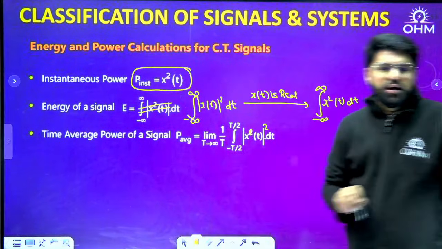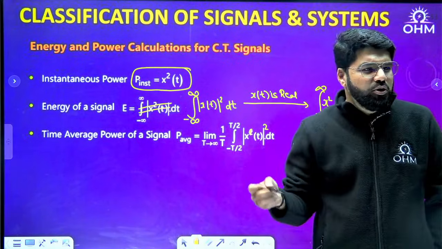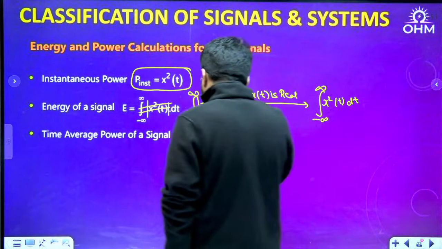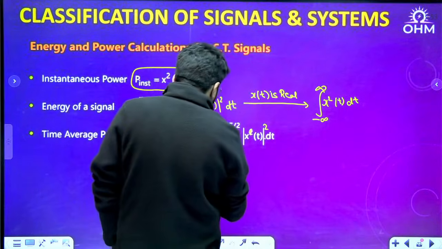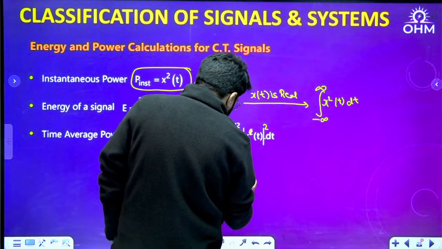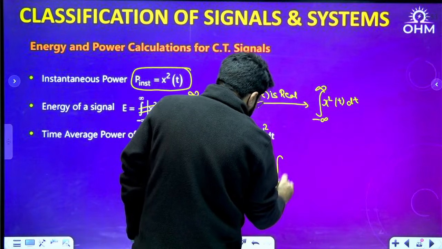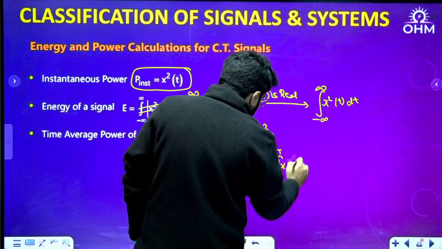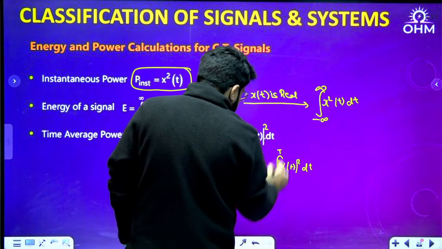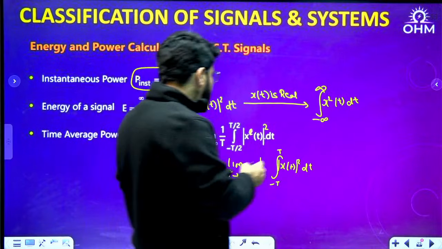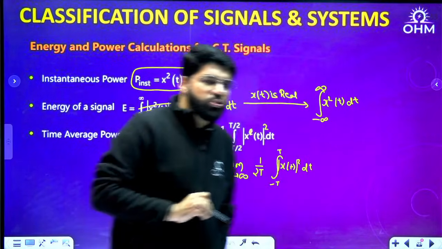I'm not going into the derivation, but this is a quick revision of the formula and the questions. You can also write this formula as limit T tending to infinity, and that is also okay. If you want, you can take the integral simply from minus T to T of modulus x(t) whole squared dt. But if the integral is from minus T to T, the total length of the interval is 2T, so it is 1 upon 2T times the integral from minus T to T of mod x(t) whole squared dt.